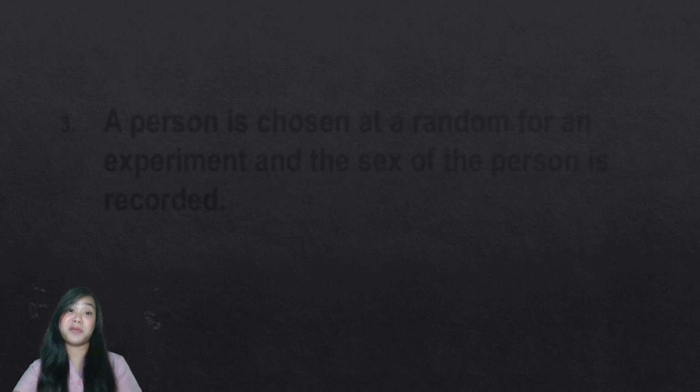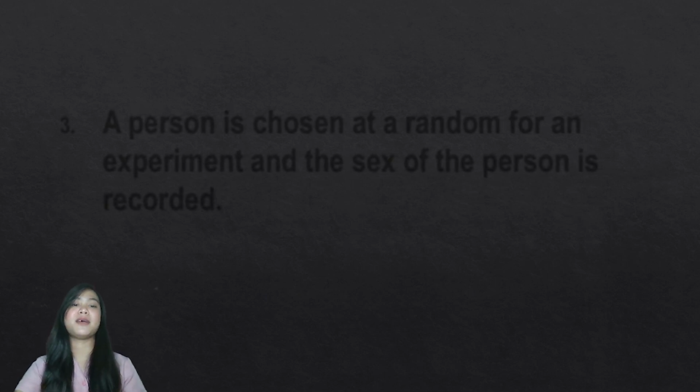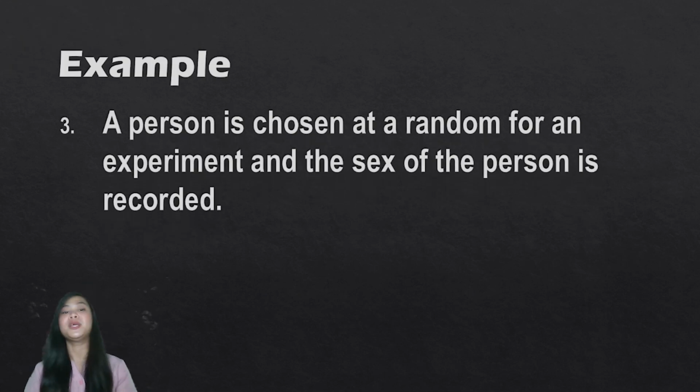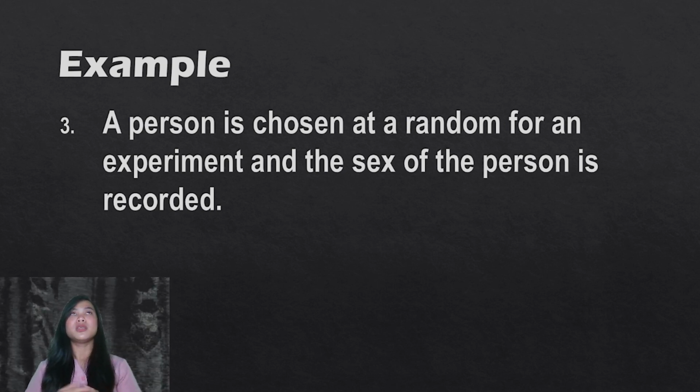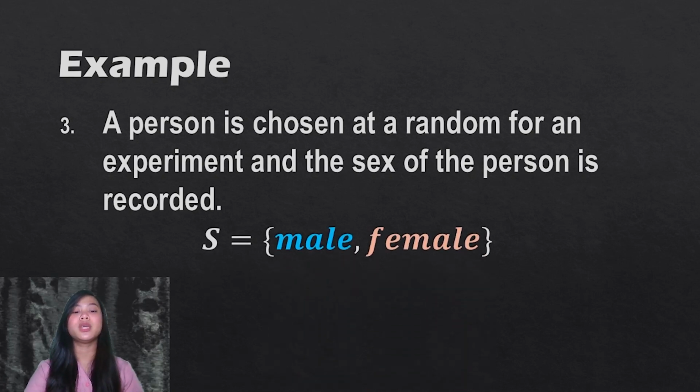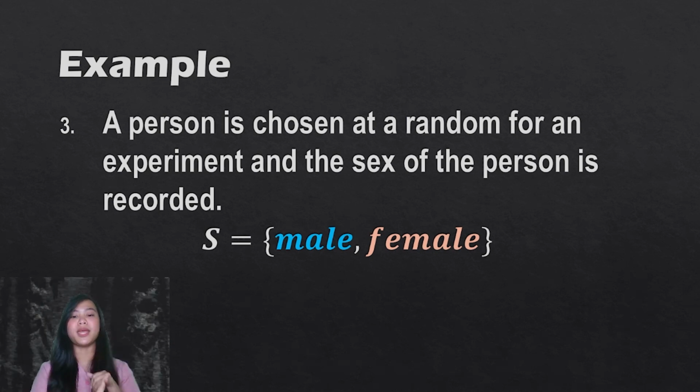And the last example experiment we have is this problem. A person is chosen at random for an experiment, and the sex of the person is recorded. Since we are just getting random persons, we get to know them, then record their sexes. So we have 2 possible outcomes: male and female.